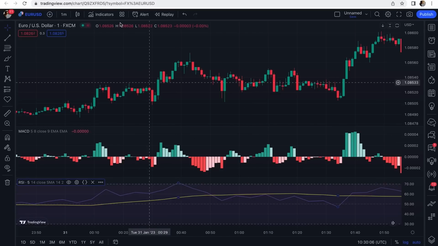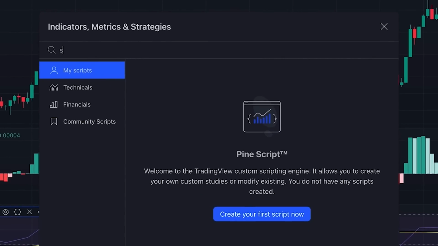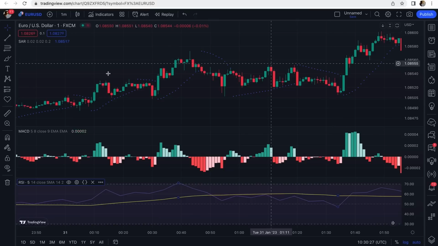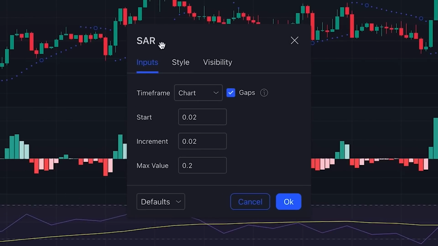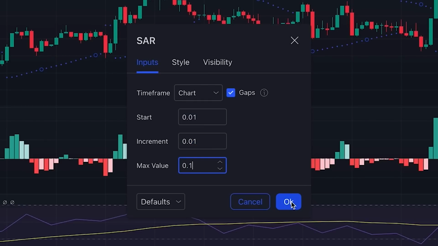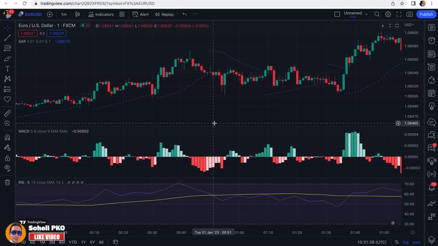And the last indicator that we must add is parabolic SAR. For this indicator also we must change its settings. Here for the start we set it at 0.01, for the increment also 0.01, and for the max value we set it at 0.1. Everything is already set on the chart, and let's see how we trade based on this 1-minute scalping strategy.